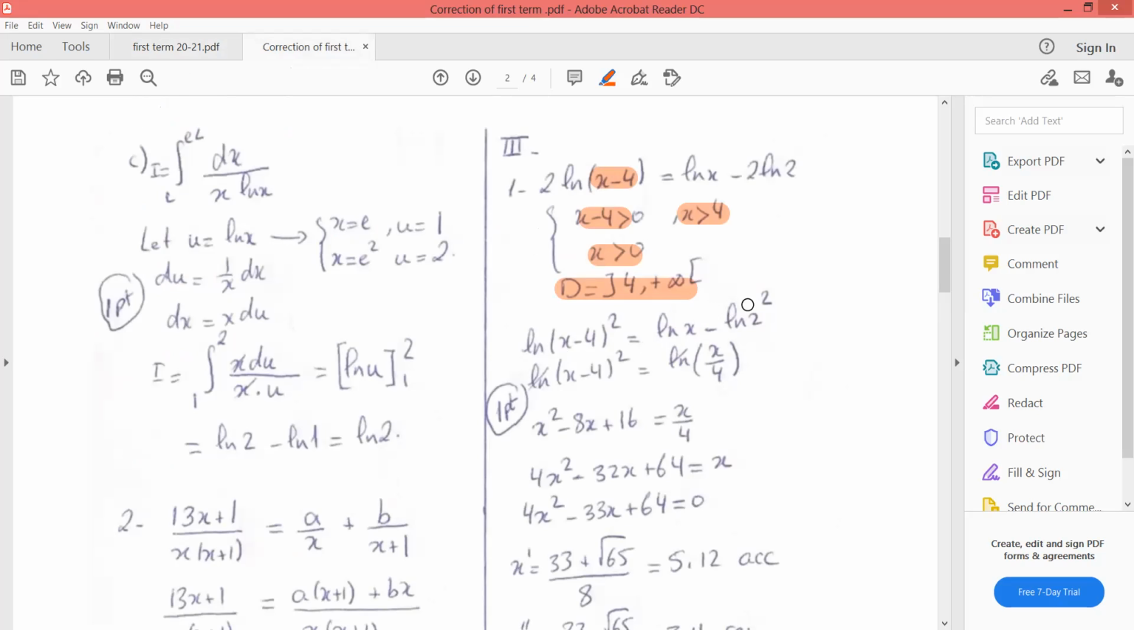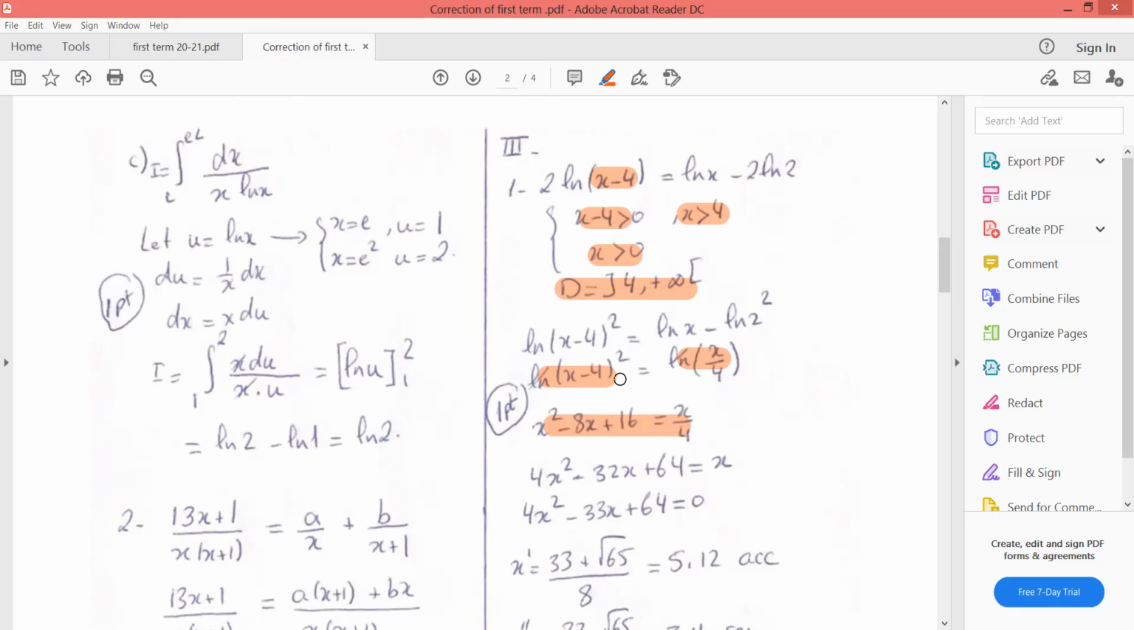Also the property: ln a minus ln b is equal to ln a over b. This is why ln x minus ln 4 becomes ln x over 4. Now we have ln equal ln, so I can remove ln with ln. So (x minus 4) squared equals x over 4. By expanding, (x minus 4) squared is x squared minus 8x plus 16 equals x over 4.